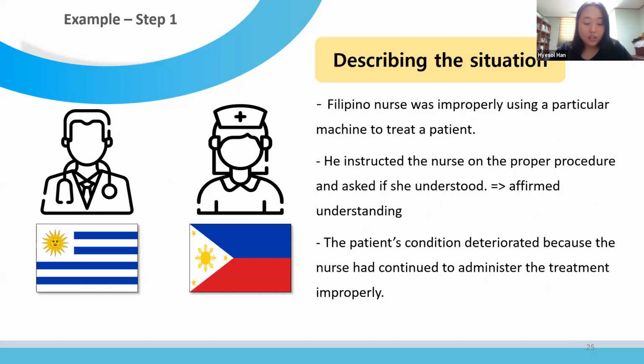Moving on, here is an example of this process which actually happened in a hospital in California, US. There was a male doctor from Uruguay and a female nurse from the Philippines. The nurse was improperly using a particular machine to treat a patient. So the doctor instructed the nurse on the proper procedure and asked if she understood, and she affirmed understanding. However, 2 hours later, the patient's condition deteriorated because the nurse had continued to administer the treatment improperly.